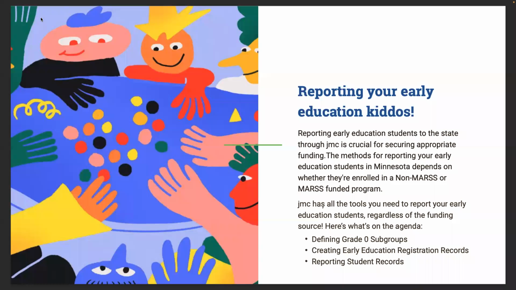All right. Reporting early education students to the state through JMC is crucial for securing appropriate funding. The methods for reporting your early education students in Minnesota depend on whether they're enrolled in a non-MARS or MARS funded program. JMC has all the tools you need to report your early education students regardless of the funding source.